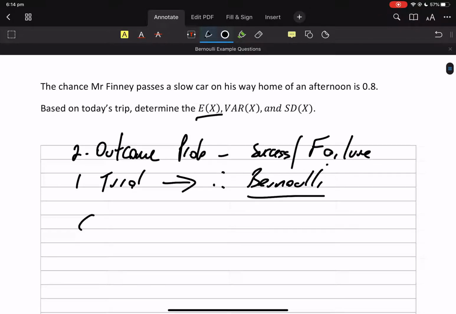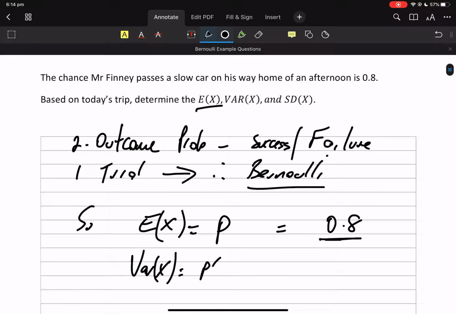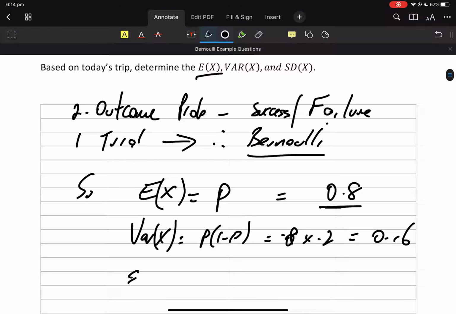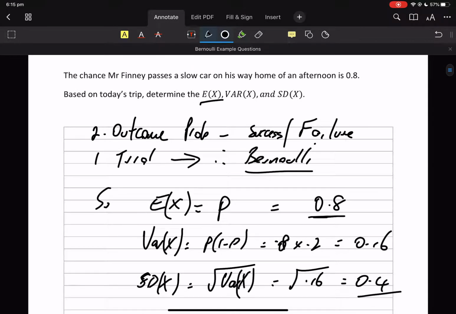Okay, so my expected value of X is just p, which is 0.8. The variance of my X will be p(1 minus p), which will be 0.8 times 0.2 equals 0.16. And my standard deviation of X will be the square root of 0.16, which is 0.4. So really basic.